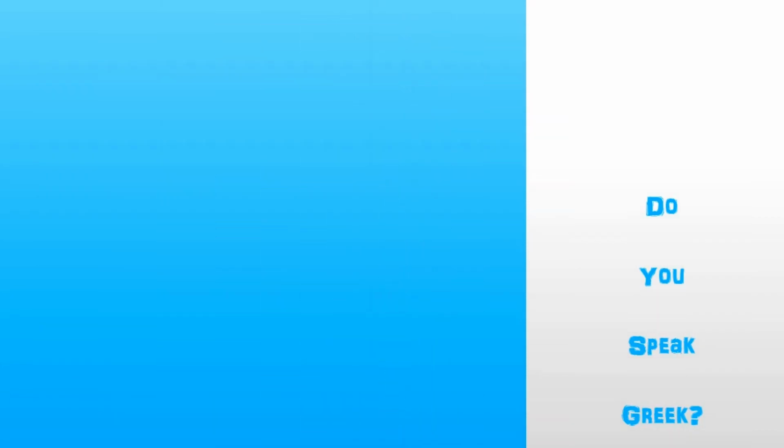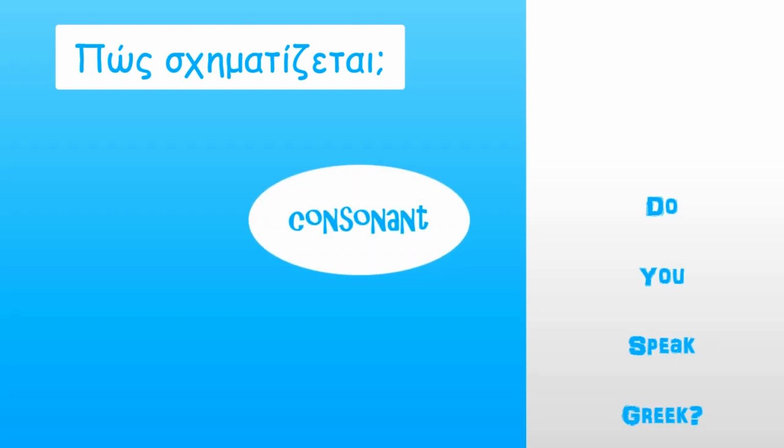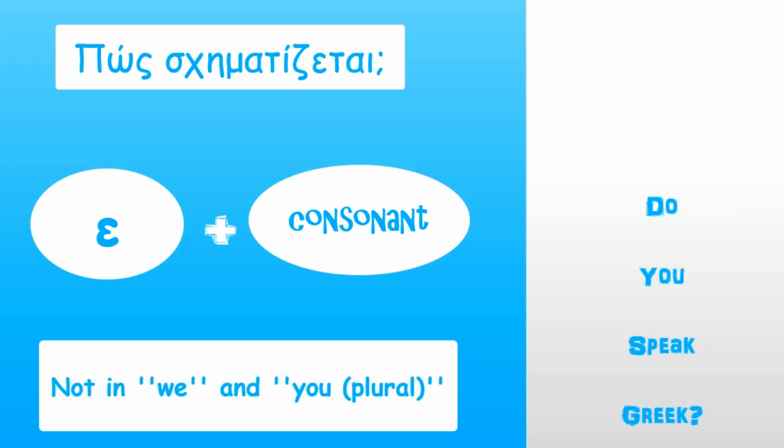Now, how can we form it? We need to notice the letter that our verb starts with. I mean that if the verb starts with a consonant, we need to put in front of it an epsilon, except for the first and second person plural, we and you in plural. But if it's not, we don't need anything more.